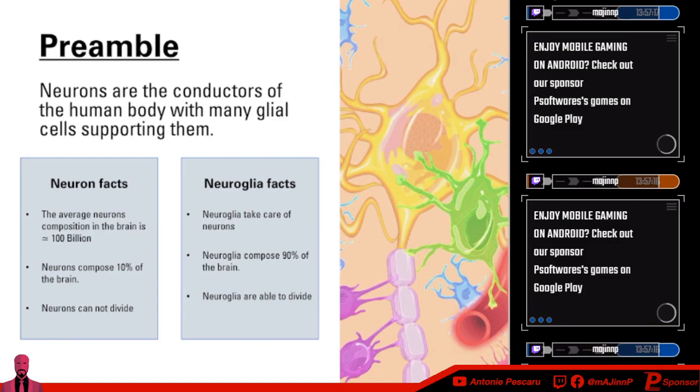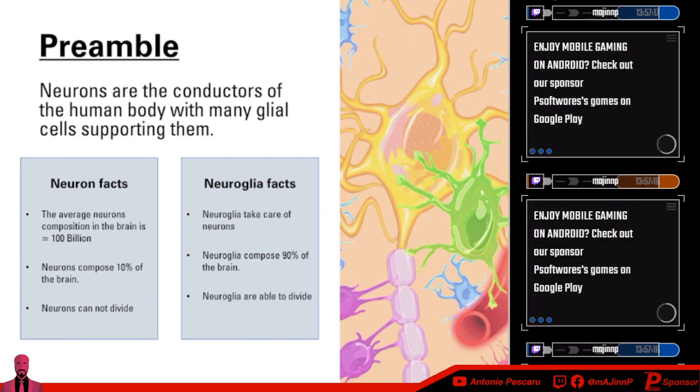Although, and here's the interesting fact, there are around 100 billion neurons, but they only compose 10% of the brain. That's crazy, right? And unfortunately, once neurons reach maturity, they just do not divide anymore. So if you lose neurons, they just won't grow back, right? Because they won't divide. They can't regenerate anything.